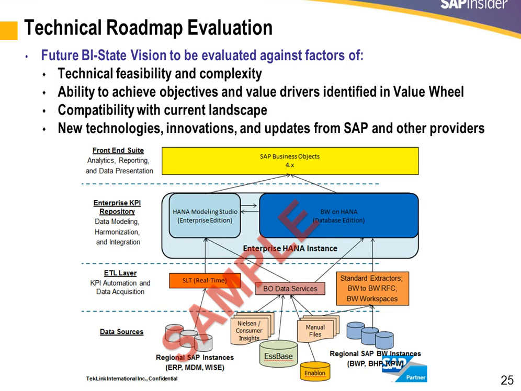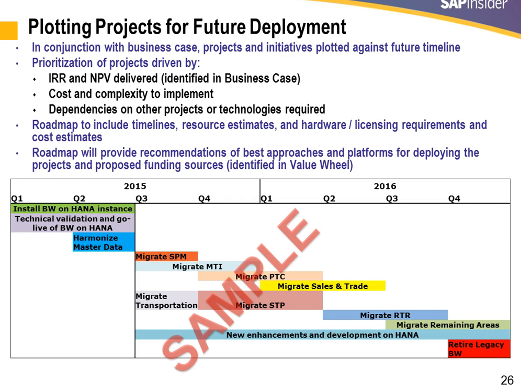Right, exactly. Okay. And then we have another slide on this topic, which is plotting projects for future deployment. Exactly. Now you know what your future state is going to look like, and you just need to put together that roadmap of how you're going to get there. Here I'm just showing some examples. You can prioritize it and say, well, we know eventually everyone's going to be on HANA, but we can only do so much at one time.